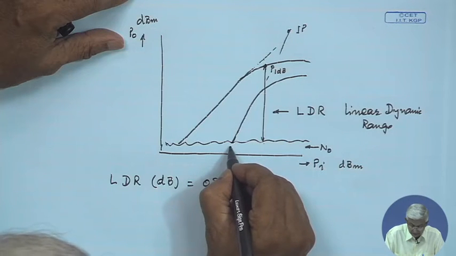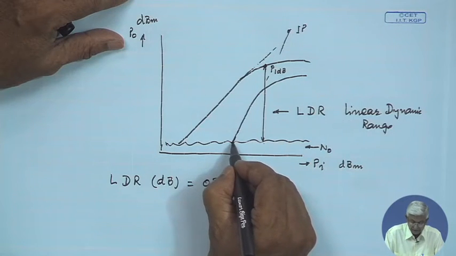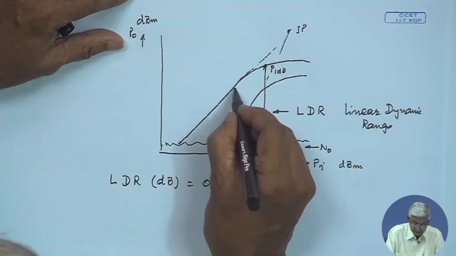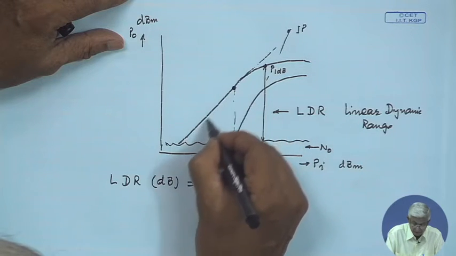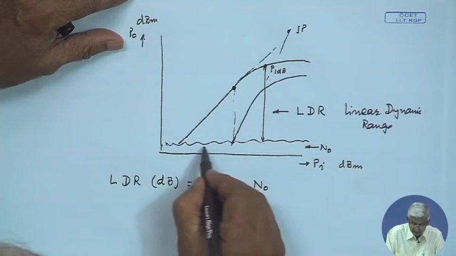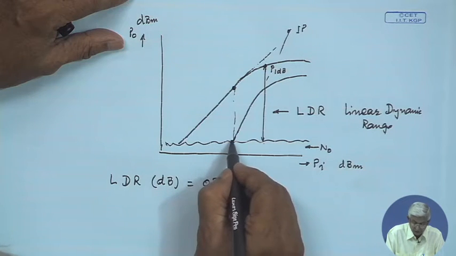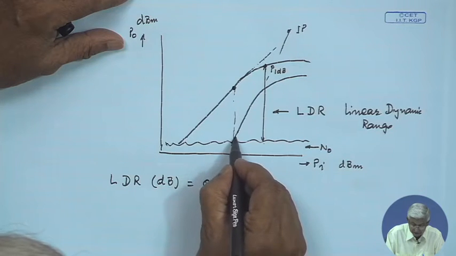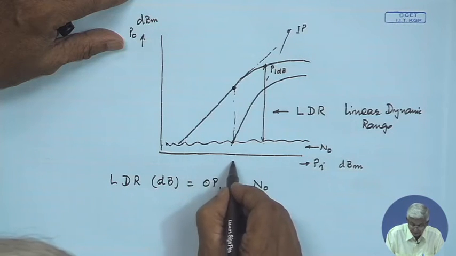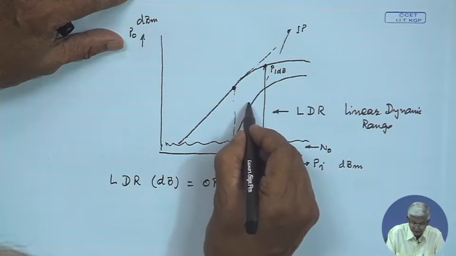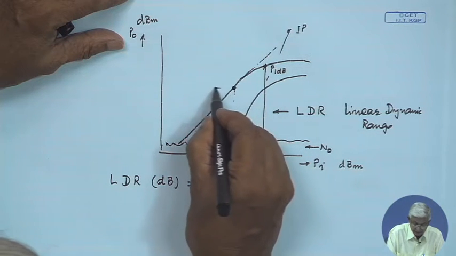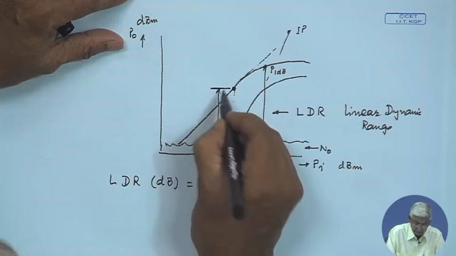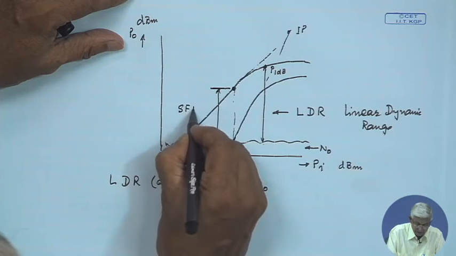Now, this starts growing above the noise level at this point. So, therefore, we can see that below this point the spurious noise, which is supposed to be the third order intermod, has not come. Spurious noise started coming from here. As we go more input, spurious noise starts coming here. So, this dynamic range, this one, we can call spurious free dynamic range.